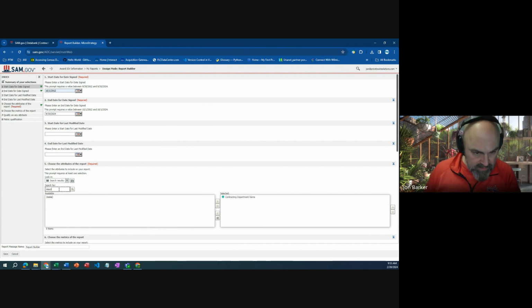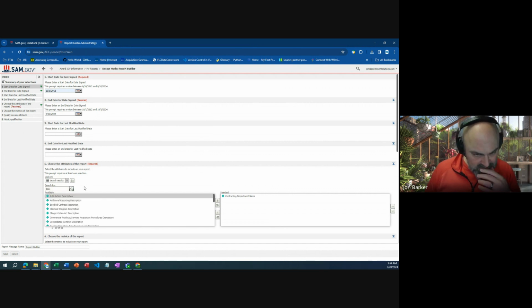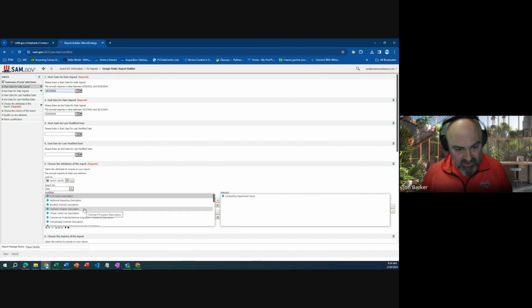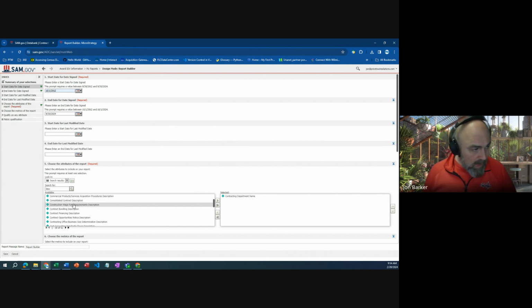Okay, this is what I'm talking about. It should. Okay, you know what? Maybe it was just only looking at that specific subtree. It doesn't really tell you very well. Well, MicroStrategy and sam.gov, I think you can do a little bit better here, considering how many hundreds of billions of dollars are going through this system.